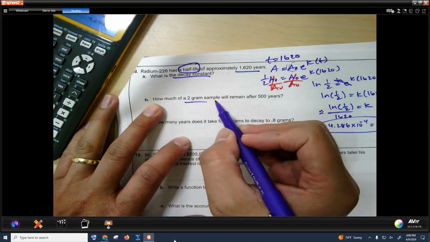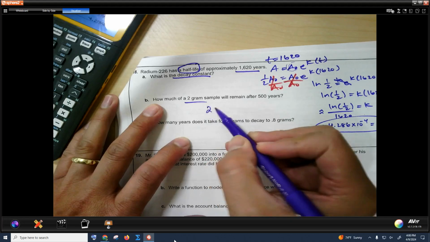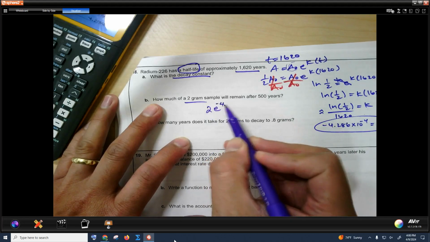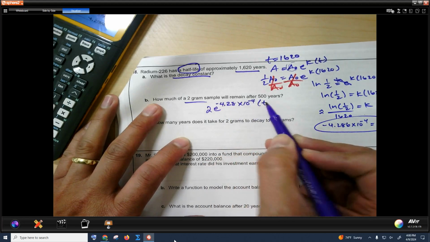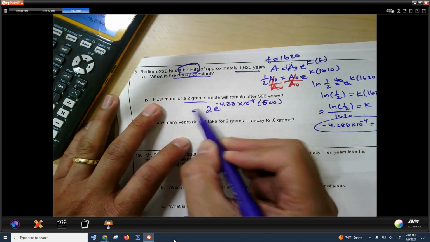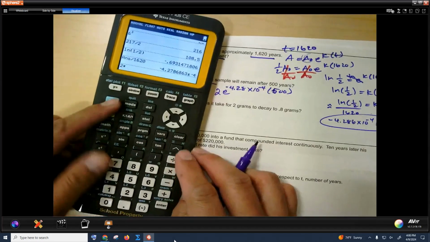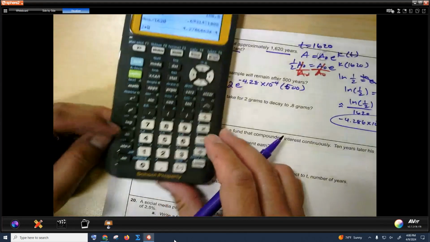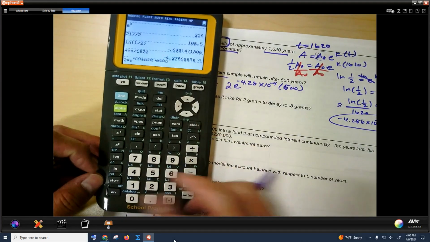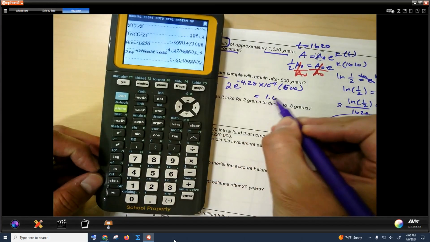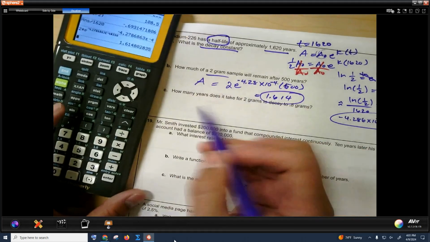So how much of a 2-gram sample will remain after 500 years? So now we have A sub 0 as 2, E, and then we have our k value times t, but I'm going to put 500 years there, and the goal is just to figure out this here. So we're going to type everything in. 2 times E, which is right here, raised to the k, so go up, highlight, times it by 500, and that's going to be what's left. So 2 grams shrinks to that after 500 years.